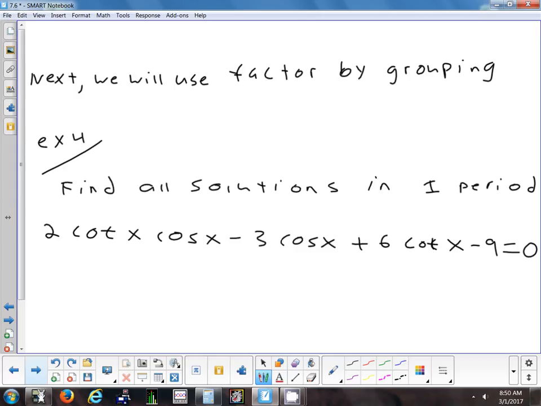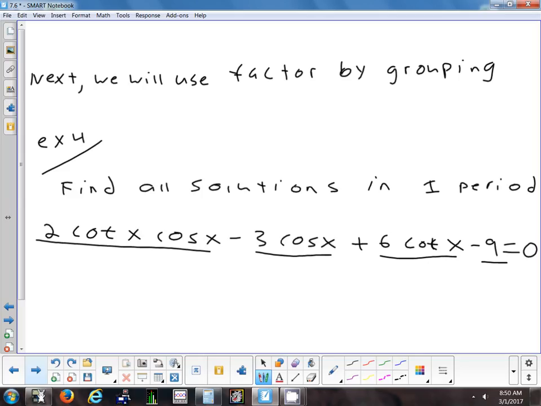How do you know when to use factor by grouping if they didn't tell you? Look, this problem is very different than the other 4 that we've done. If there's like 4 terms, yeah, you've got 1, 2, 3, 4 terms. That's not a quadratic type equation if you have 4 terms. So you definitely can't use a quadratic formula on this. But factor by grouping might work.